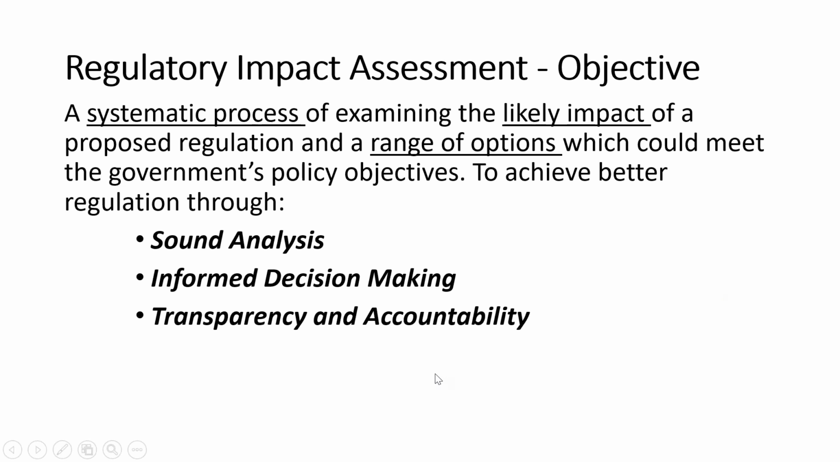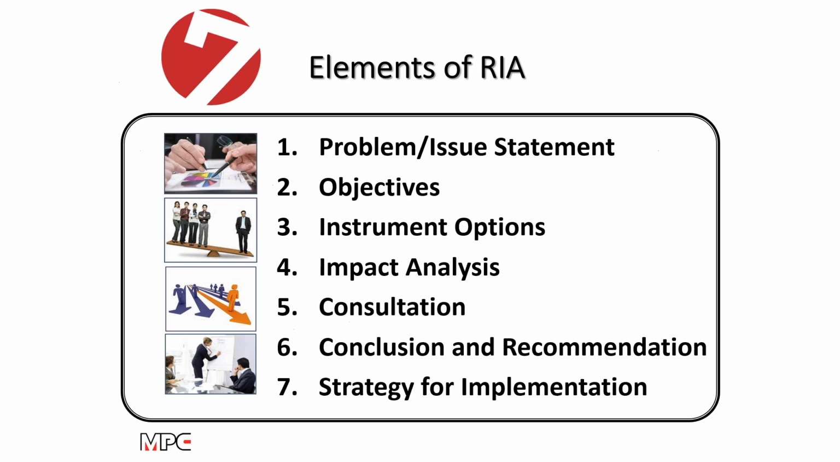Okay. And transparency and accountability. Here, transparency and accountability refers to the rulemaking process itself being transparent, in other words, to consult the stakeholders. And in the process of consulting the stakeholders, the rulemaking process becomes more accountable. Okay. Next.